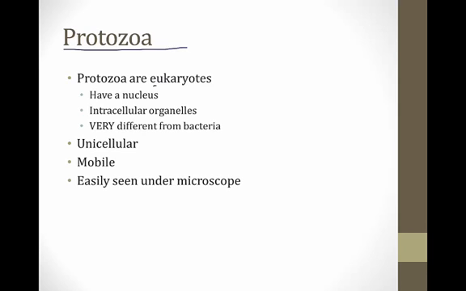A protozoa is a eukaryote, so this is a more modern form of life than bacteria. Protozoa have a nucleus, they have intracellular organelles, they're very different from prokaryotes, which are what bacteria are. Protozoa are unicellular organisms. They are mobile and they're usually easy to see under the microscope. You can often see them swimming around on the slide.